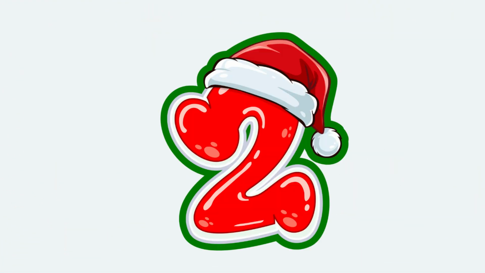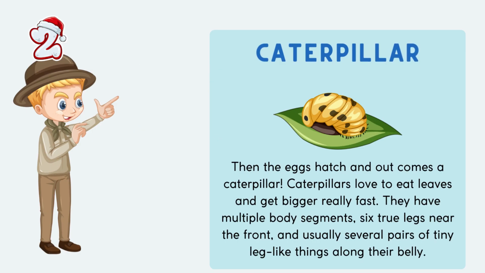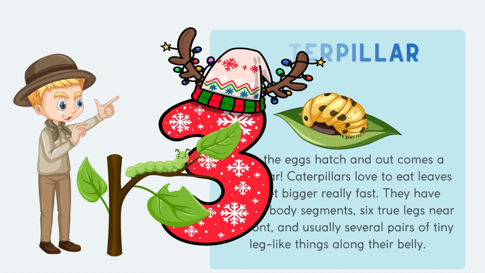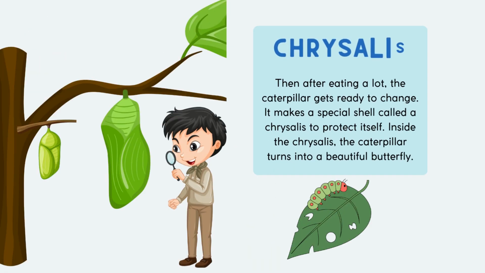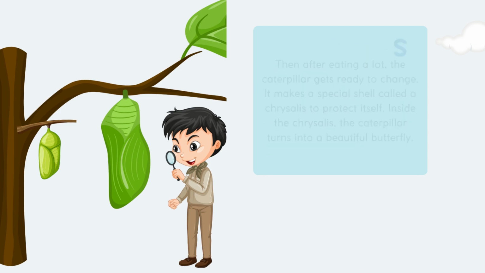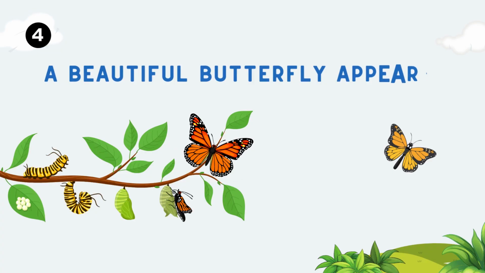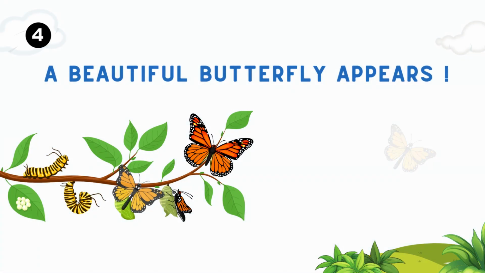Number 2, larva. When the egg hatches, a worm-like larva comes out. It looks very different from the adult. For example, a butterfly larva is a caterpillar. Number 3, pupa. This is the resting or transformation stage. The larva covers itself in a case or a chrysalis. Inside, the body is totally changing. Number 4, adult. Finally, a beautiful adult insect comes out, for example, a butterfly with wings.